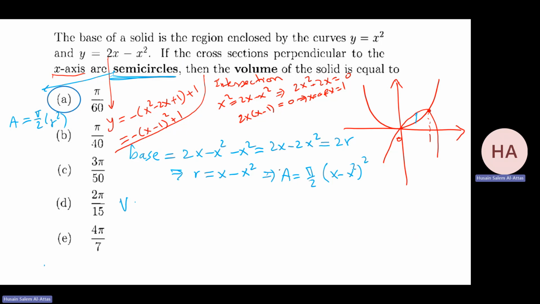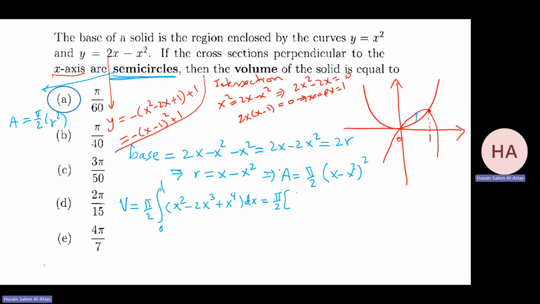So the volume will be pi over 2 from where to where? From 0 to 1 of the base, of the area, which is x. What is this? x squared minus 2x cubed plus x to the power 4 dx.